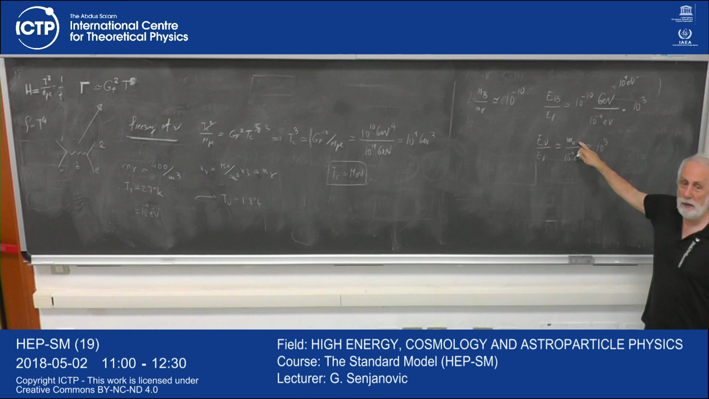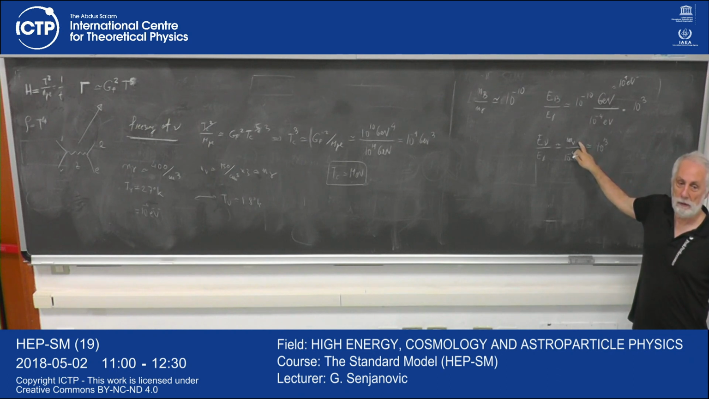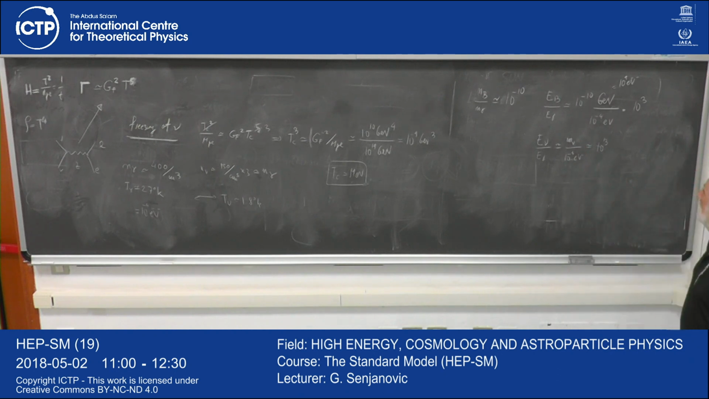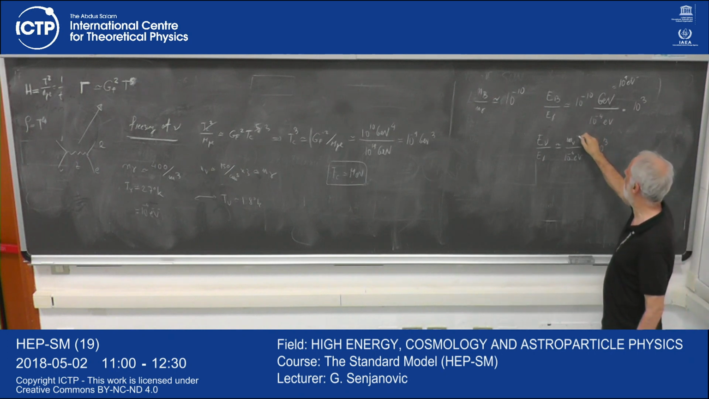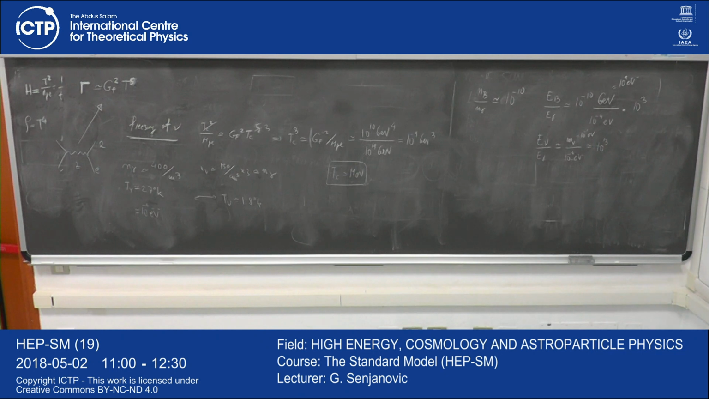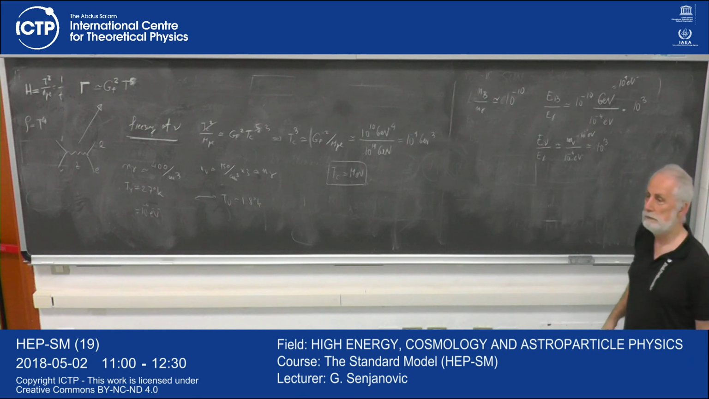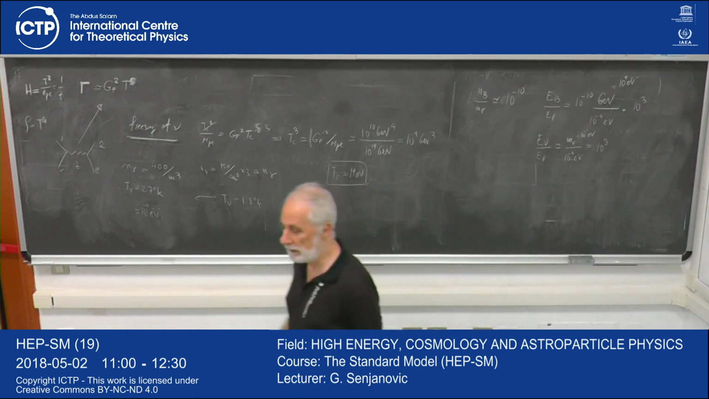Actually, I can put an upper limit on neutrino mass from there. If it's 10 to the minus 1 electron volt, I get around the same for about an electron volt. I'll get the same numbers as for the baryons. Not this extra factor of 10.